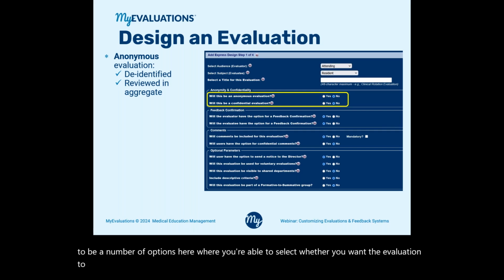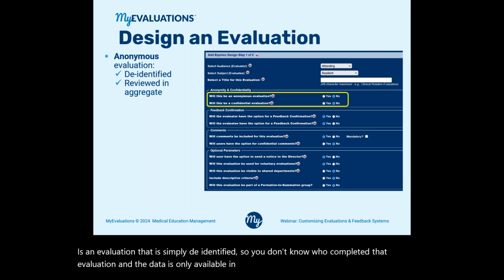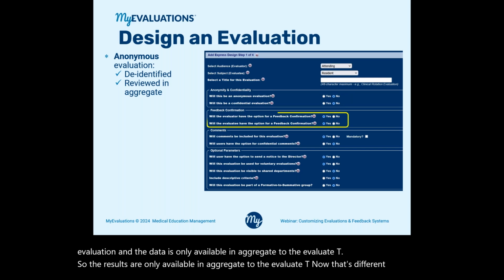There's going to be a number of options here where you're able to select whether you want the evaluation to be anonymous or confidential. So an anonymous evaluation is an evaluation that is simply de-identified, so you don't know who completed that evaluation, and the data is only available in aggregate to the evaluatee. So the results are only available in aggregate to the evaluatee. Now that's different from a confidential evaluation.